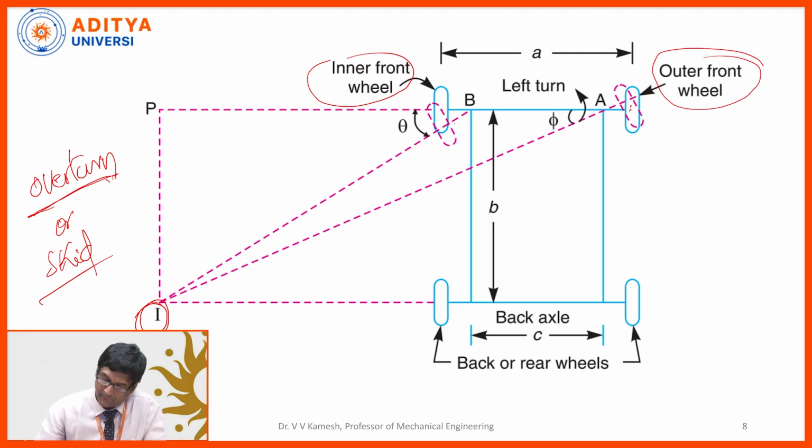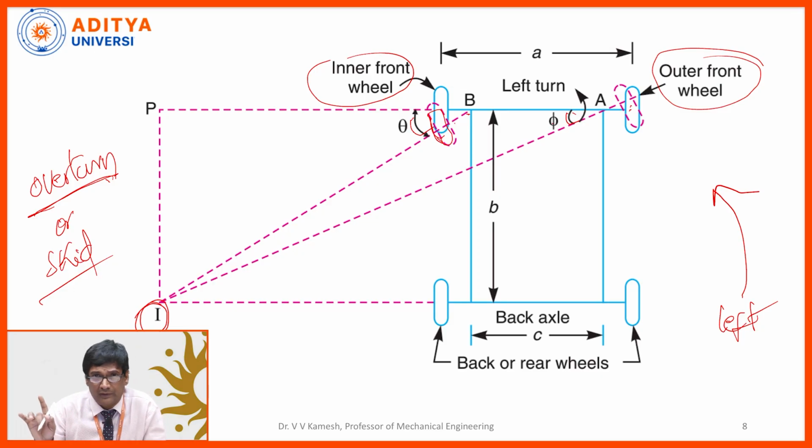Now I am making a left turn. In my left turn, the inner wheel is turning through some angle theta, and the outer front wheel is turning through angle phi. Both the angles should not be the same because the inner wheel's traveling distance and the outer wheel's traveling distance are not the same.